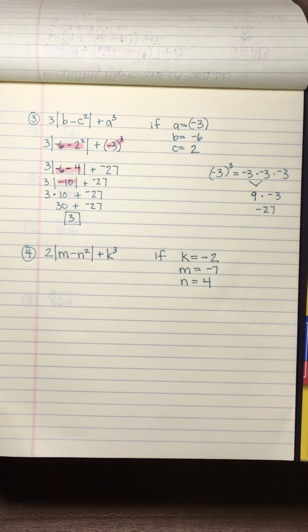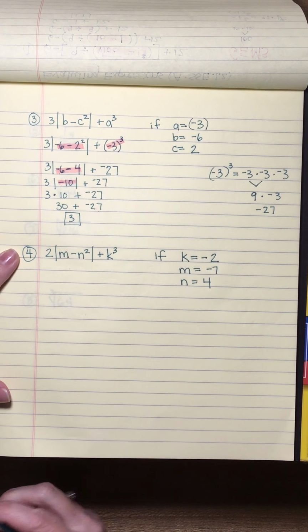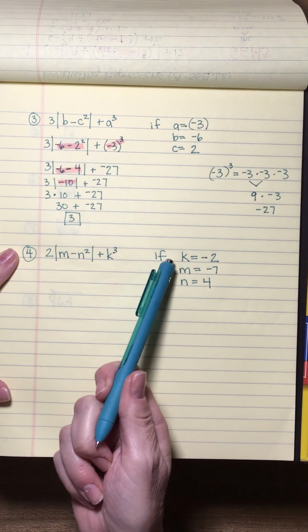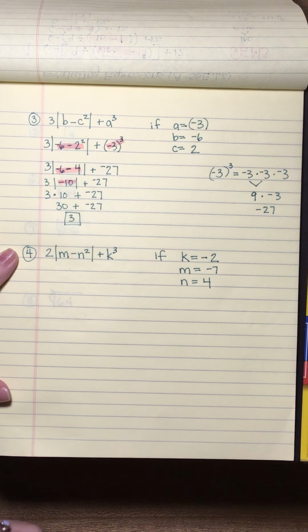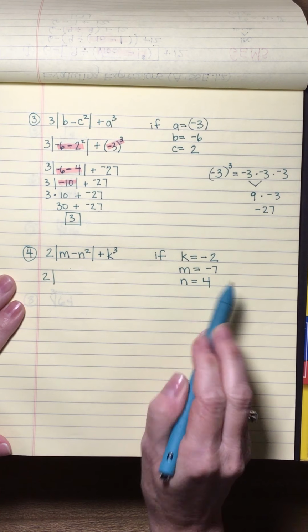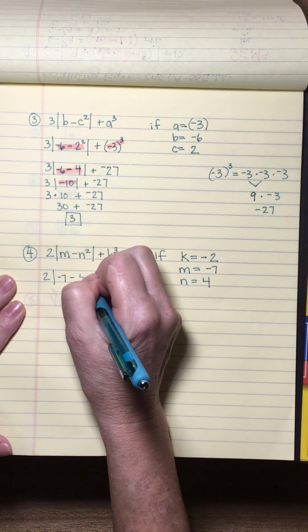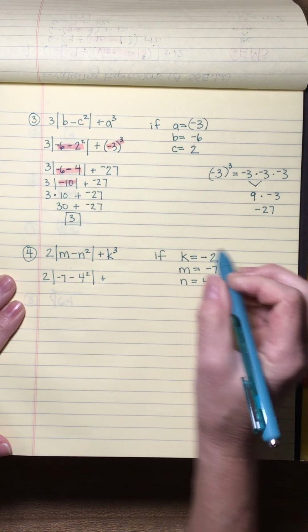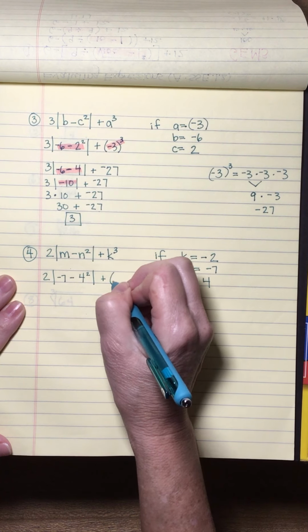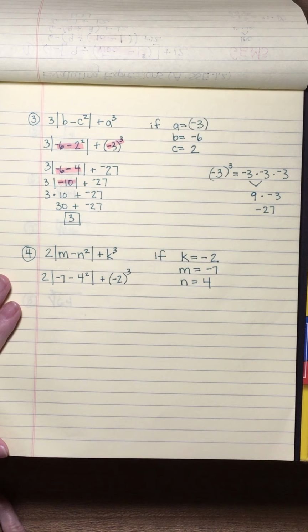All right, if this is going too fast, remember to pause the video, stop, take it all in before you do the next one, and make sure you're walking through them to make sure you understand these, okay? So go ahead and write this one down. This time we're going to fill in the values for K, M, and N. So we have 2. M we're going to replace with negative 7, minus N is going to be a 4, plus K is a negative 2, and I'm going to put that in parentheses to remind myself that the whole thing in this case is going to be to the third power.